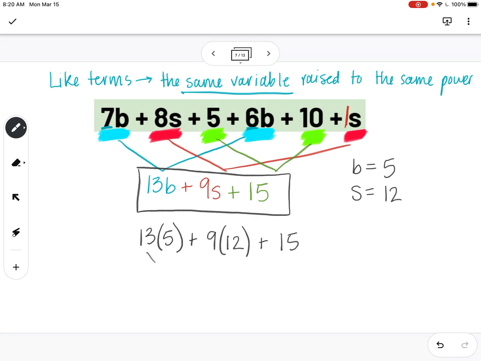All right, so 13 times 5, I know that 10 times 5 is 50, 3 times 5 is 15, so that'd be 65, plus 9 times 12 is 108, and plus 15. And you would just add all of those together, so I know 65 plus 15 is 80, and then I know 80 plus 108 would be 188.